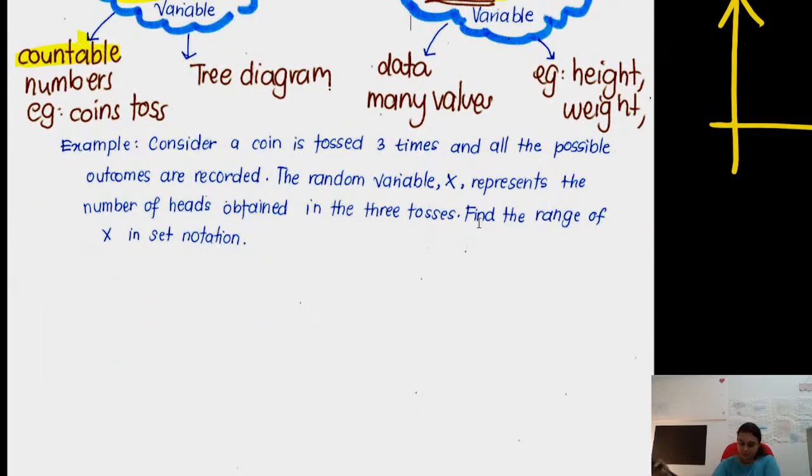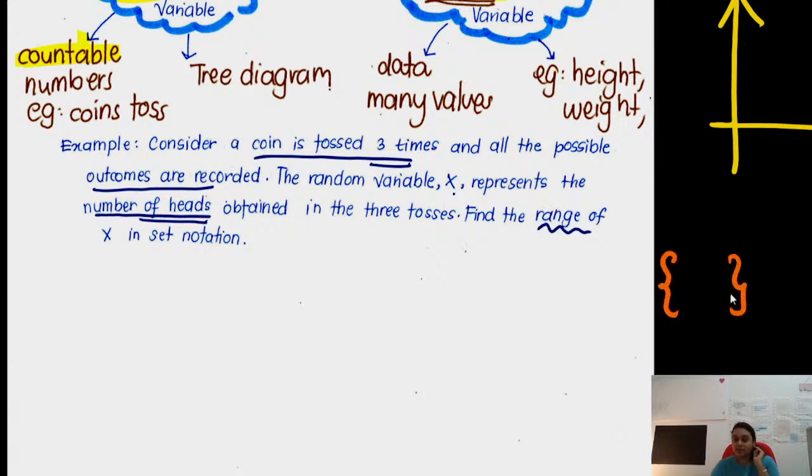Example one. Consider a coin is tossed 3 times and all the possible outcomes are recorded. The random variable x represents the number of heads obtained in the 3 tosses. Find the range of x in set notation. You all know set notation, we learned it already. Set notation in maths, you must use the curly brackets.